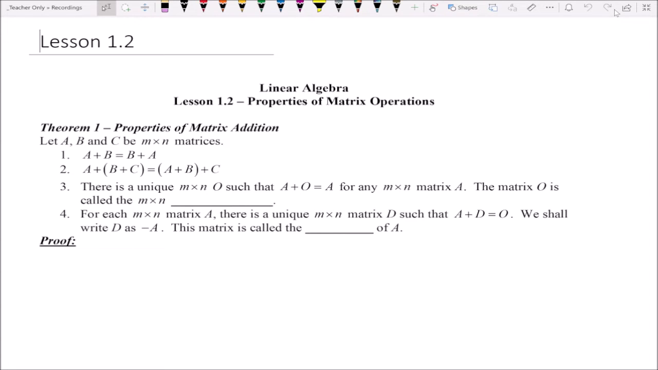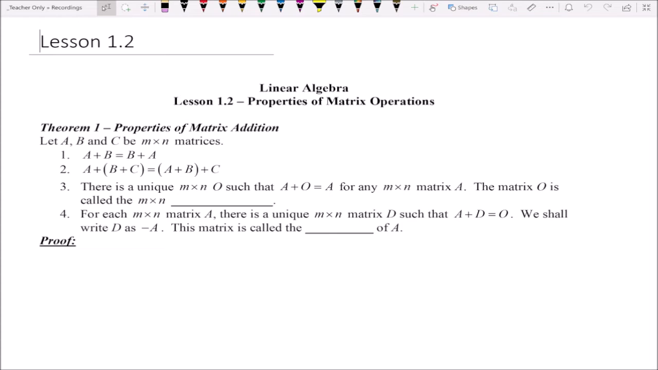So let A, B, and C be M by N matrices. The first property is A plus B is equal to B plus A. So matrix addition is commutative. Second property, (A plus B) plus C is equal to A plus (B plus C). So matrix addition is also associative.